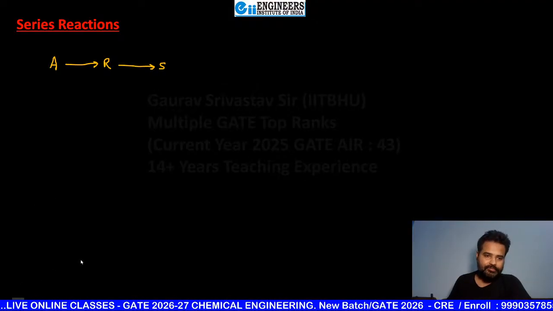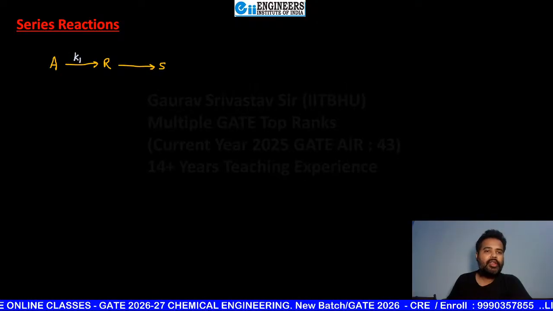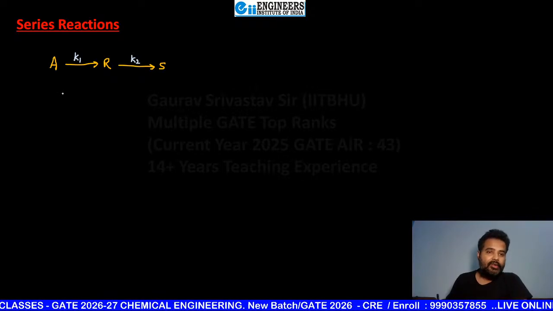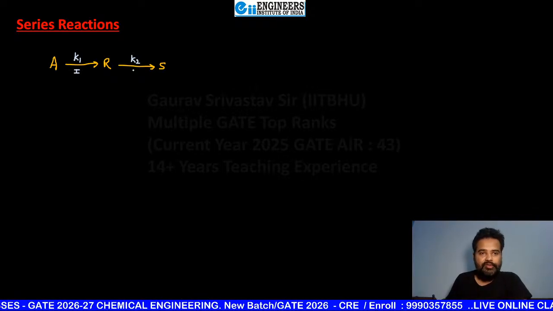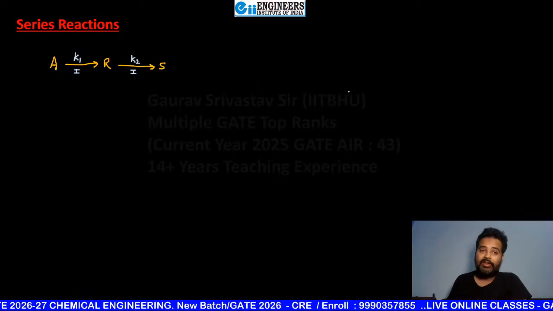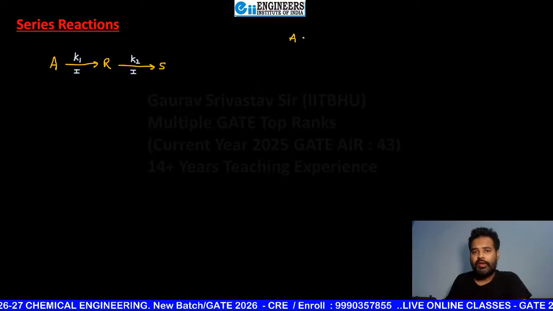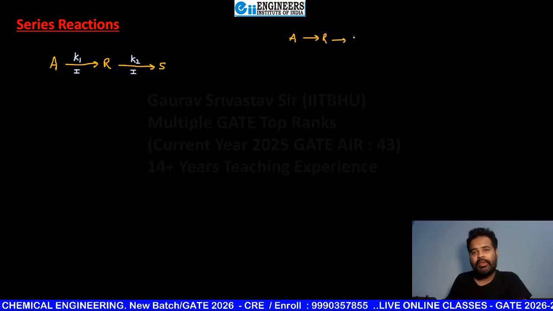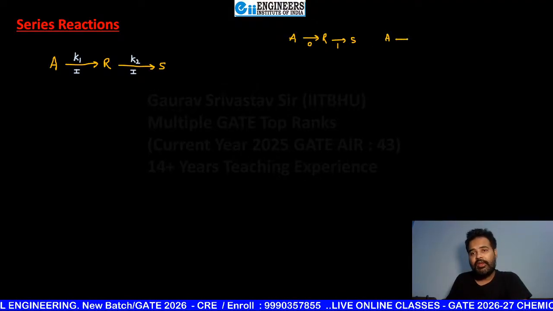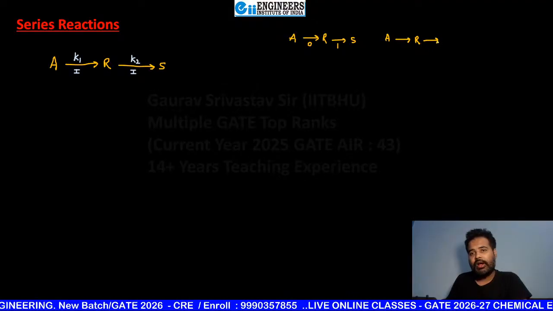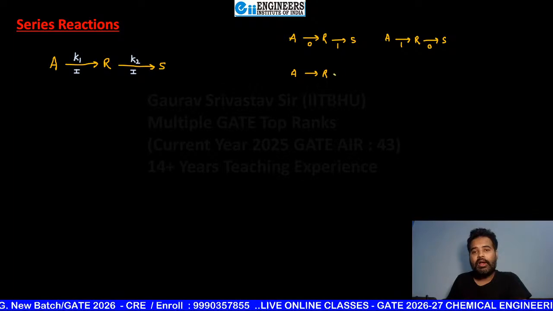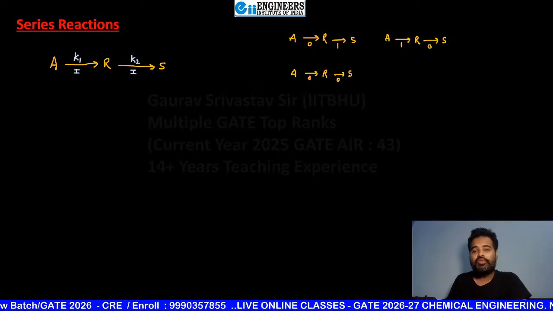Okay, where here the reaction rate constant is K1 and here the reaction rate constant is K2. And in both places the order is first. Sir, is it possible that the order can be changed? Yes, beta, you can do it as your homework if you want. Like A forming R forming S, here zero order reaction, here first order reaction, and maybe it can be done as A forming R forming S, here first order, here zero order. Or it can be done as A forming R forming S with zero order.